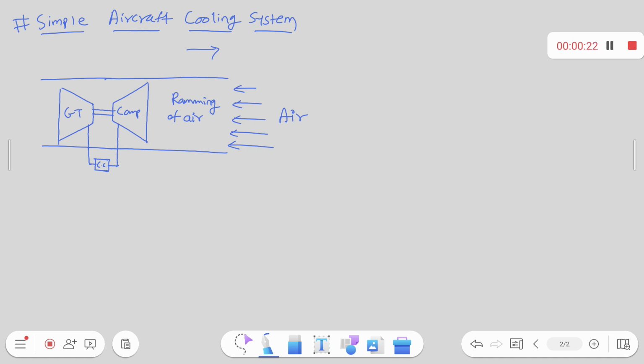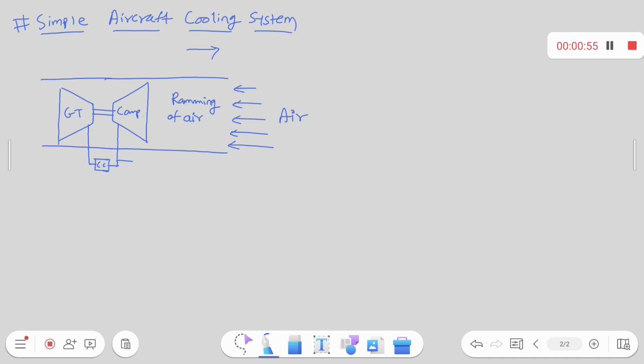As the airplane is moving in this direction, the air is moving in the opposite direction. Because of the kinetic energy of the air, whatever natural compression happens is called ramming of air. After ramming, some air we are bleeding off. Whatever compressed air is there, some air we are taking off for the refrigeration purpose, right?